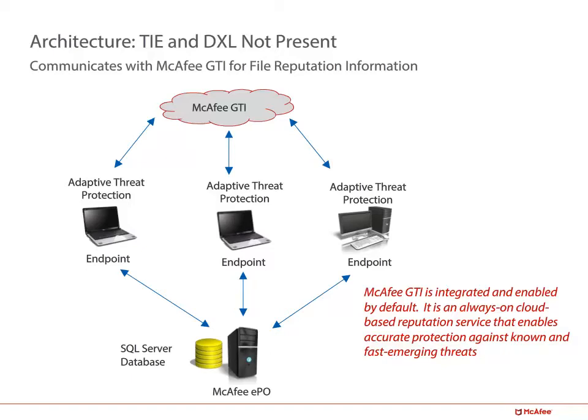What I want to point out to you is that each one of these endpoints alone talks to the McAfee GTI. They do not share any information with each other, they just upload the events to the ePO server. The different cloud-based reputation services that the GTI gives us are file reputation, web categorization, message reputation, network connection reputation, and certificate reputation.